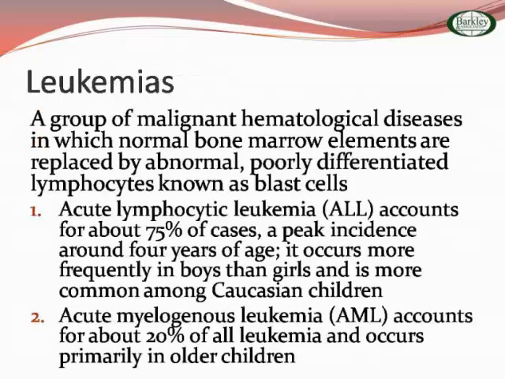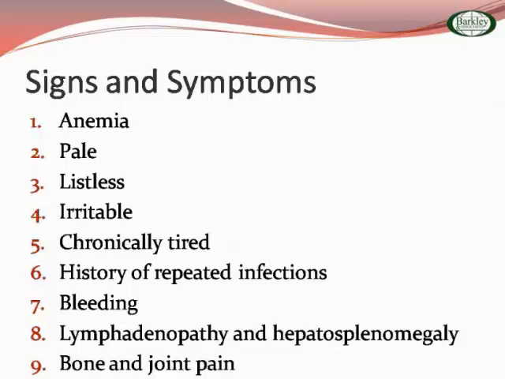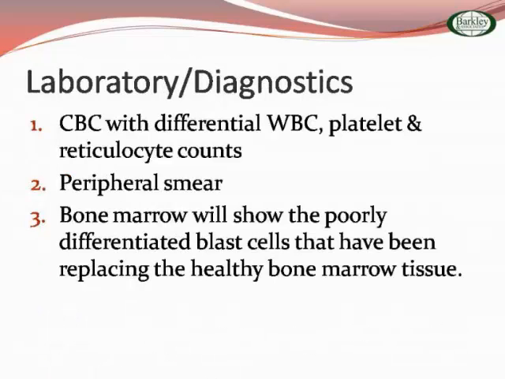Now, leukemias. We're not going to spend a lot of time because we're not going to manage leukemias, but what I want you to think about with leukemias, we got ALL, we also have AML, 20%, and you have what's called, in your notes, CML. Did you see CML? About 5%, chronic myelogenous leukemia. But what I want you to think about is the symptoms. They go from kind of benign, anemia, pale, listless, irritable, chronically tired, bleeding, lymphadenopathy, bone and joint pain. And it's not until the child starts to do what? What happens with leukemia? In leukemia, the healthy cells in the bone marrow are replaced with poorly differentiated blast cells.